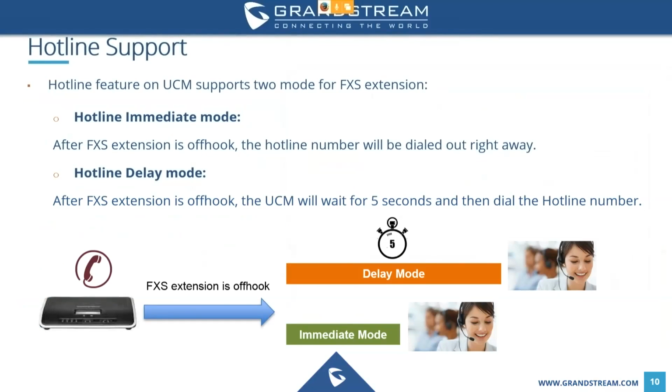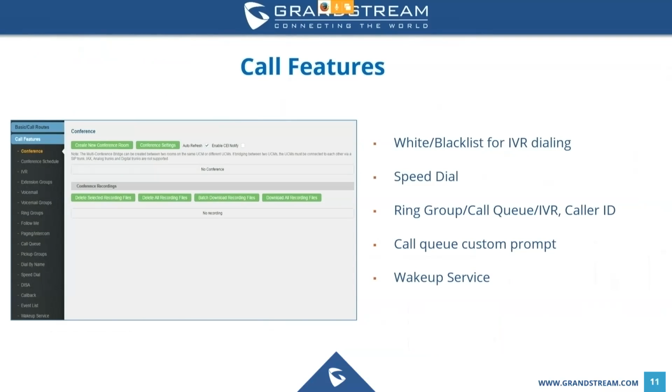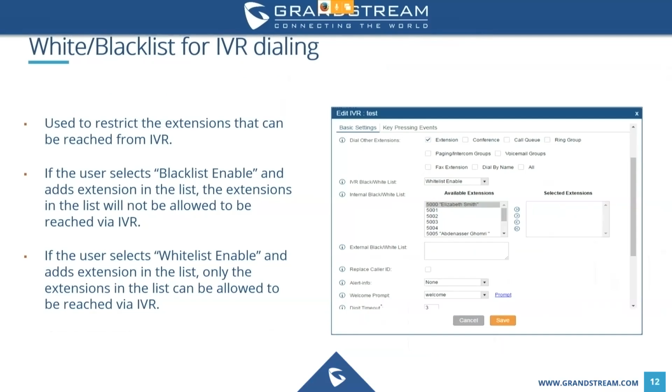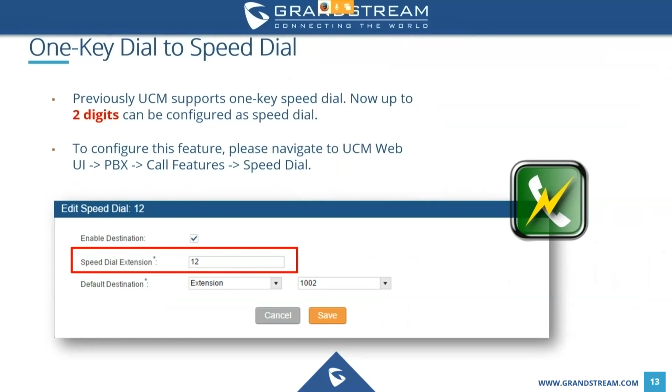Hotline. This is on FXS ports. You can use it as a hotline. You pre-configure a number. Then when somebody picks up the handset, it will dial that number automatically. These are the internal. So, speed dial.